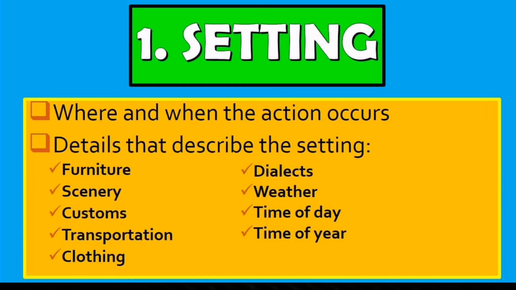Now we have the details that will help you to identify the setting. So these are furniture, scenery, customs, transportation, clothing, dialects, weather, time of day, and time of the year. With all these things, it will be easier for you to identify the setting, if it's in the past, or maybe in the present, or maybe in the future.